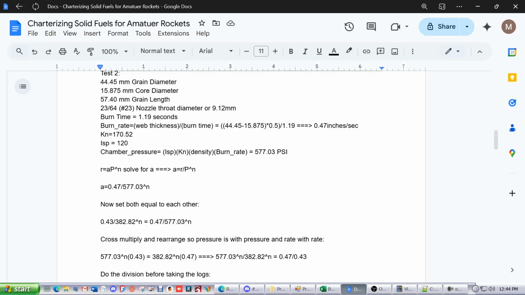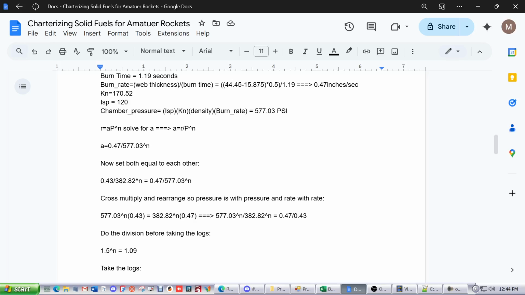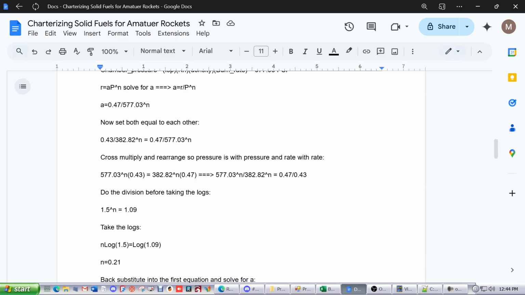Plug everything in, solve for A. Now we have two equations, two unknowns. Set equal. And you can go ahead and pause and just see what I'm doing here. Cross multiply, rearrange so that pressure is with pressure, rate is with rate. See right here, pressure with pressure, rate with rate. And if you've done it right, the higher rate and higher pressures will be on the numerator of the fractions.